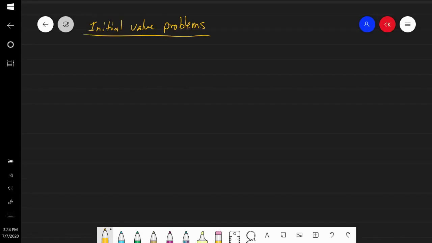The other thing we can do is use systems of equations and matrices to help us solve initial value problems. And again, we'll see this by example. I think this is the best way to learn how to do this.